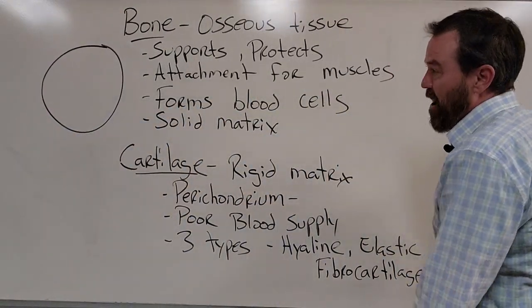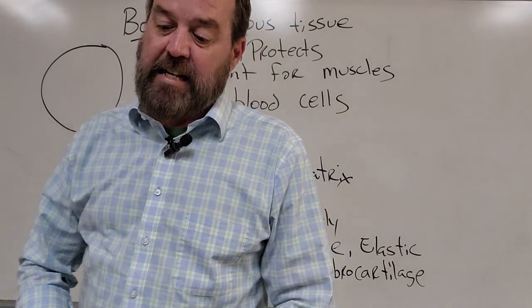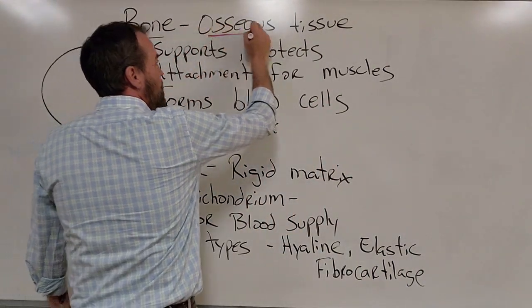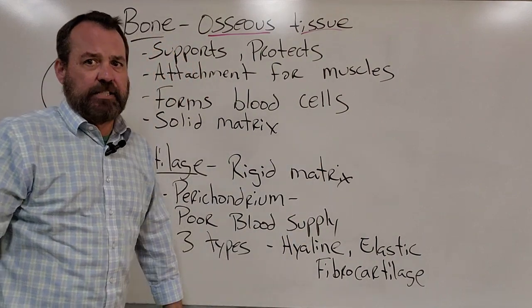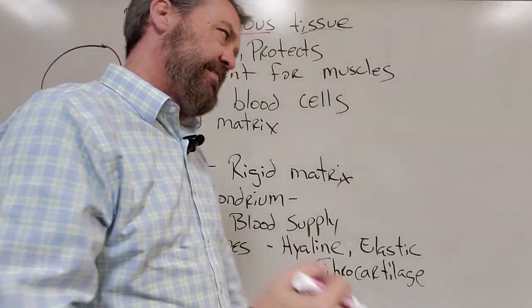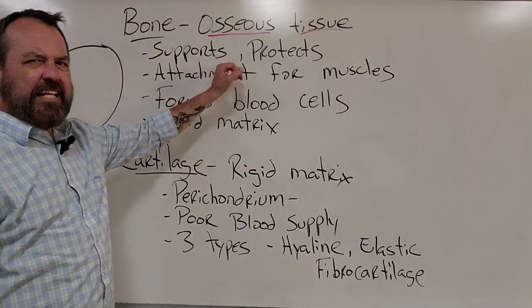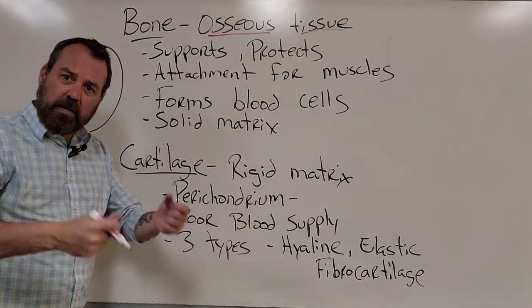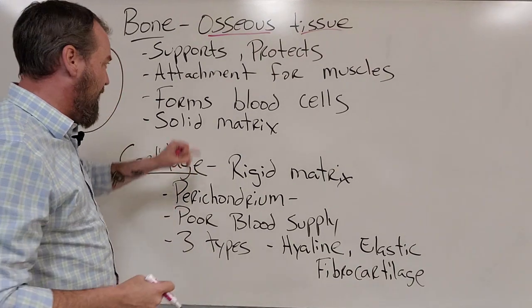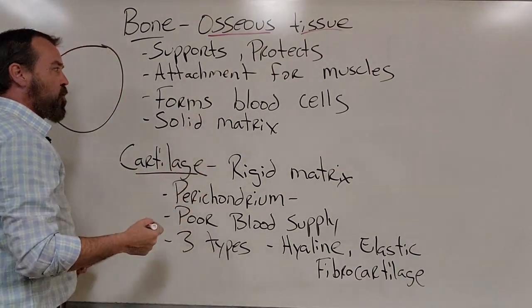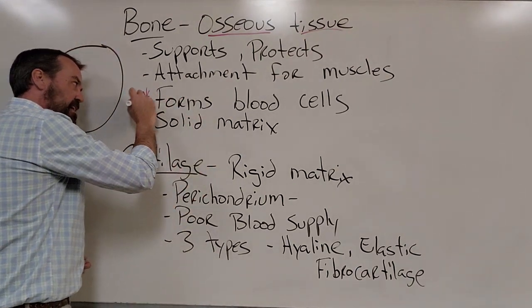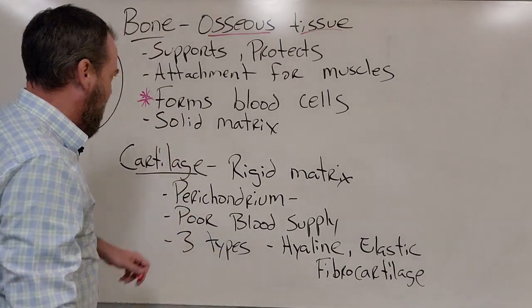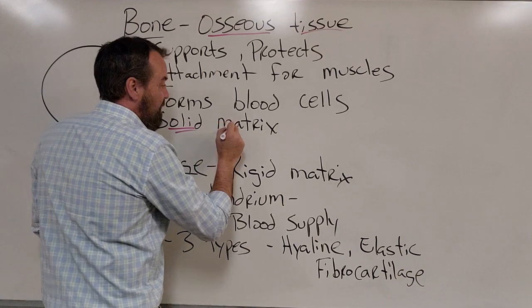All right, on to connective tissue specialized now. First up is bone. Bone, we absolutely have to know, is also known as osseous tissue. Bone, aka osseous tissue, supports and protects, nobody's surprised by that. It serves as our attachment point for muscles. Muscles have to contract, they need something to attach to, so our bones work. It makes our blood cells. Everyone always forgets that your bones make your blood. Don't forget that. And it has a solid matrix.